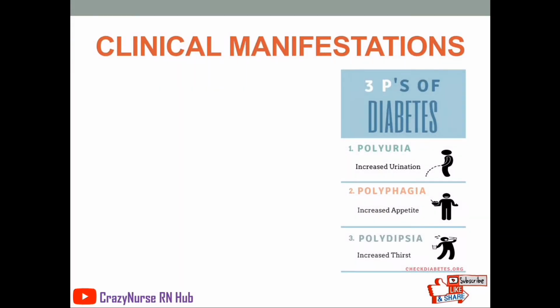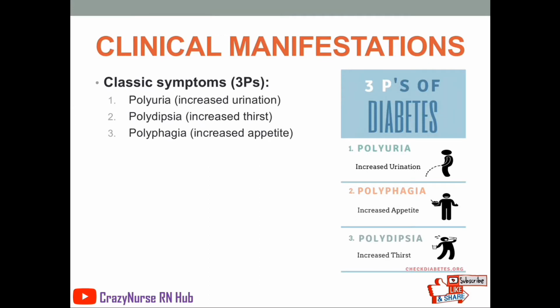Now let's proceed to clinical manifestations of diabetes. We have here classic symptoms or the 3 P's. We have polyuria, which means increased urination. We have polydipsia, increased thirst, and polyphagia, increased appetite.